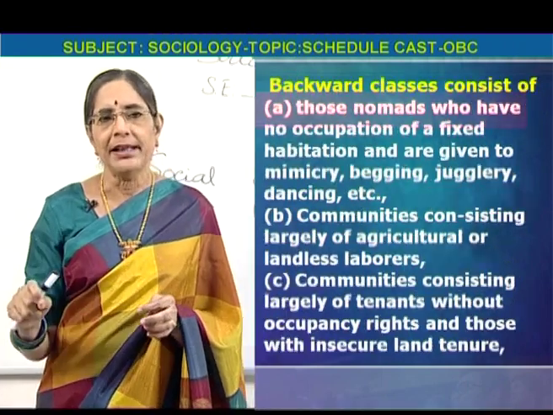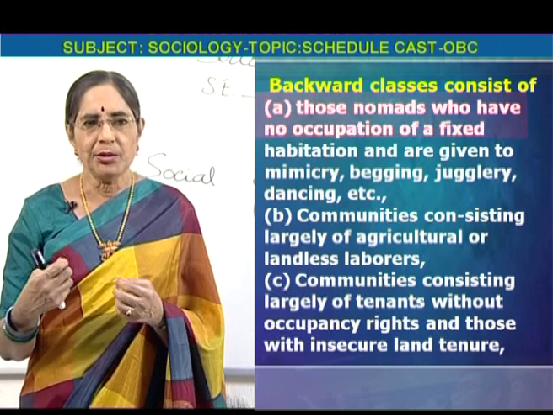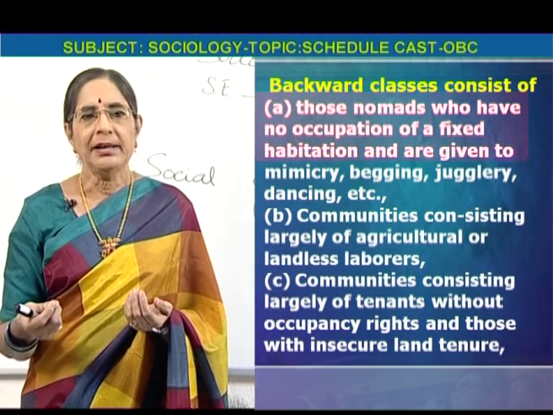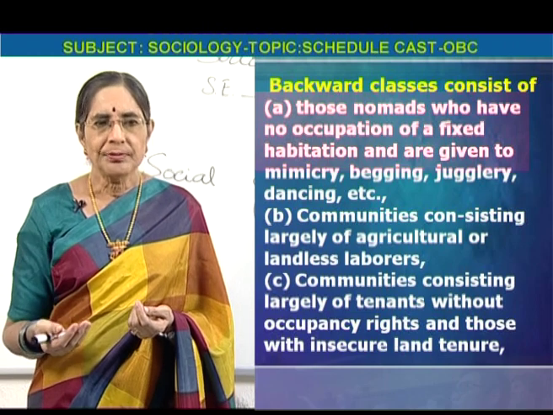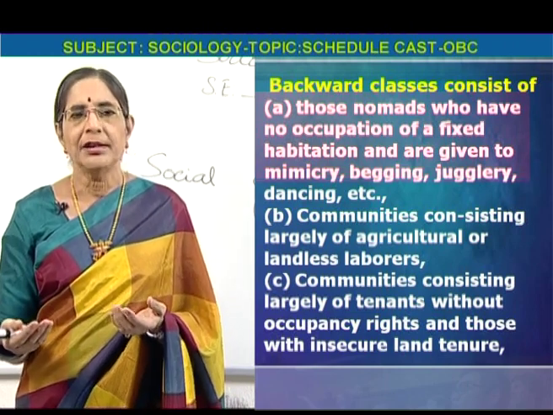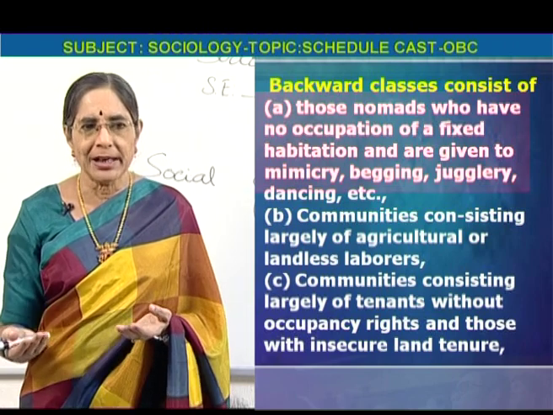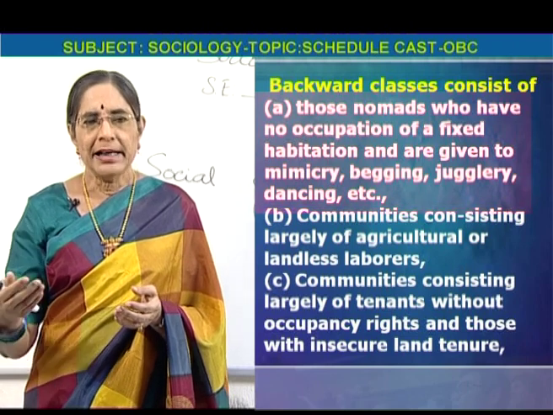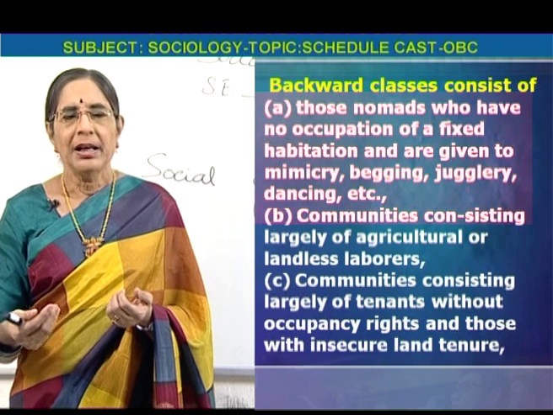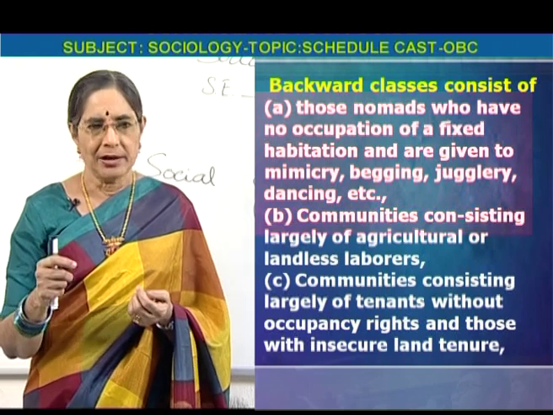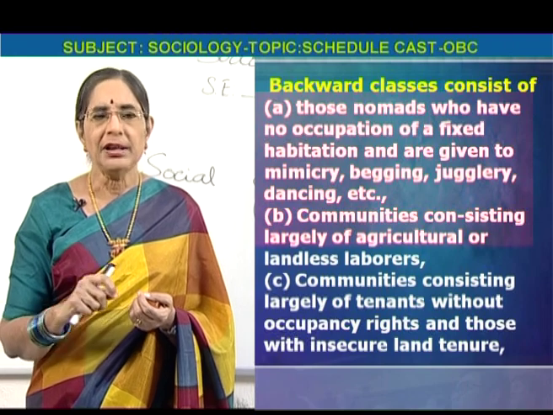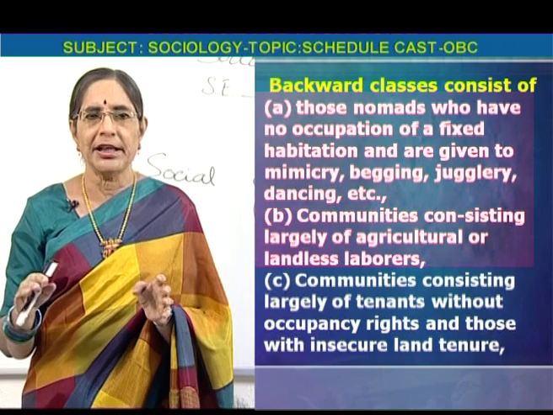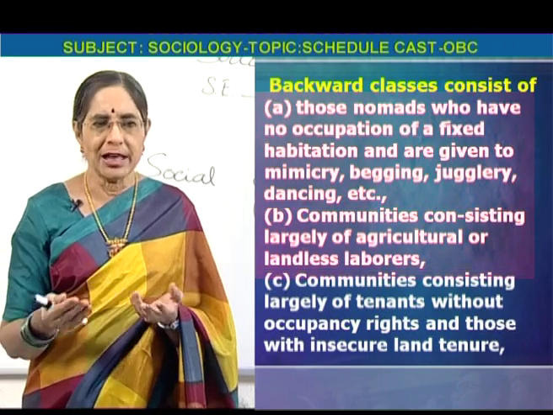We have many nomadic societies. These nomads have no occupation or fixed abode, fixed habitation, and many times they either beg or they act as jugglers, or they are also street dancers, they do mimicry. They roam from one place to another or one village to another village, and even these groups are also backward. We have so many communities consisting largely of agricultural laborers or landless agricultural laborers. Because of their economic, social, educational backwardness, we consider them as backward classes.